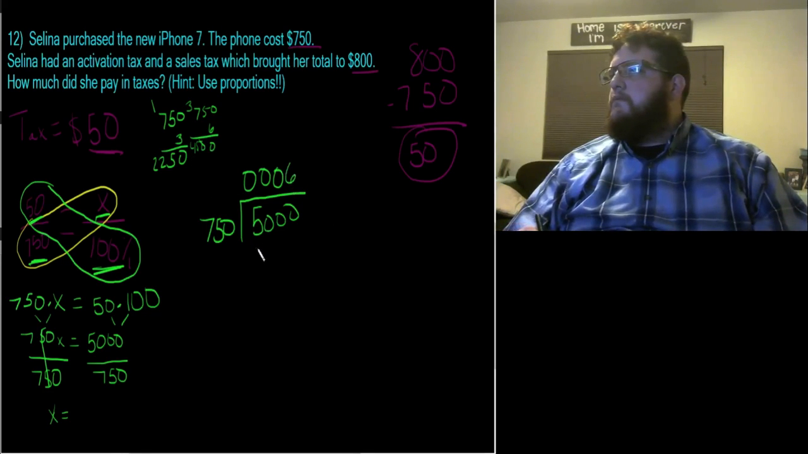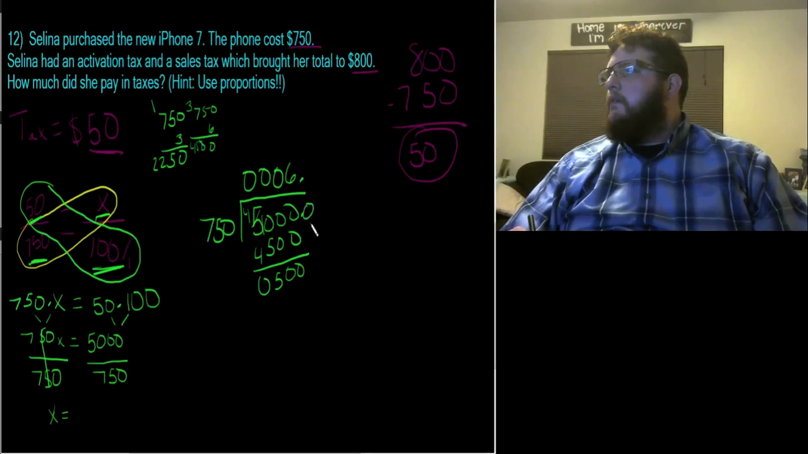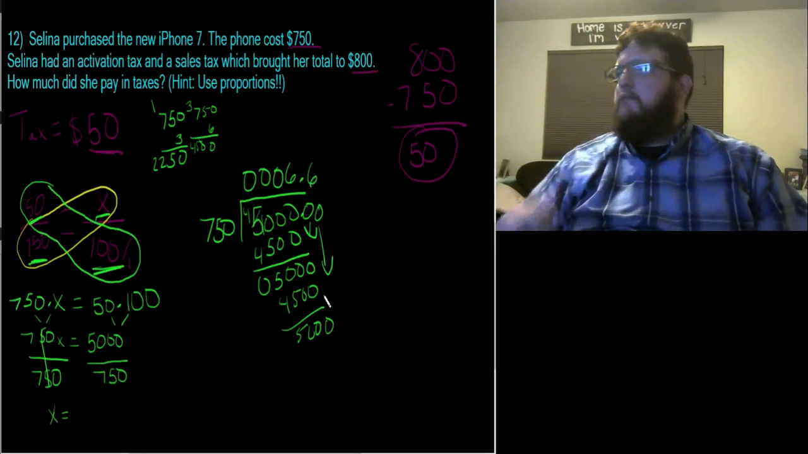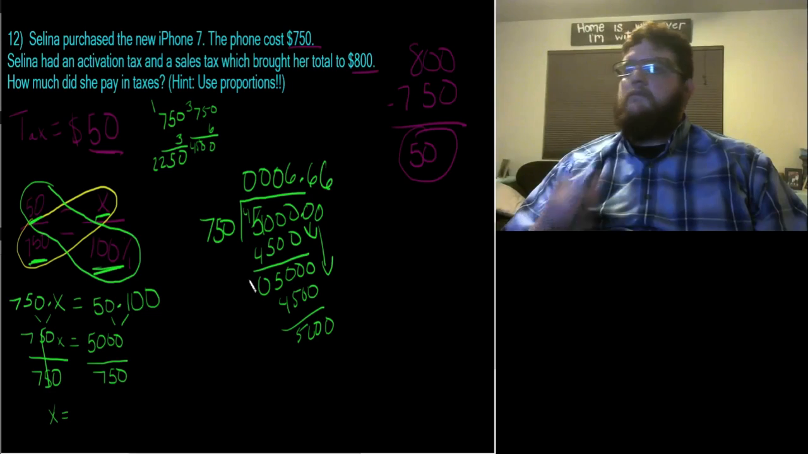So we'll write the 6 and we'll multiply it out. 6 times 750 is 4,500. When we subtract those, we'll be left with 500. We don't have another 0 to bring down, so we'll add a decimal and add another 0 and bring that down. And again, we'll get a 6 here because it's 5,000 again. 6 times 750 is 4,500. We're left with 500. We bring down another 0. We've got 5,000, and this is just going to repeat and go on and on.